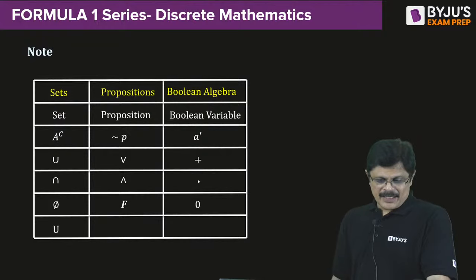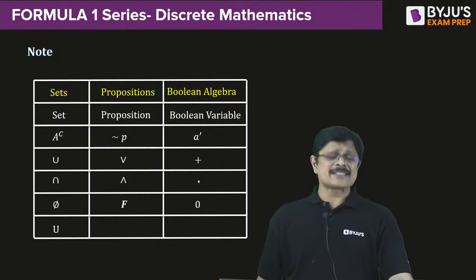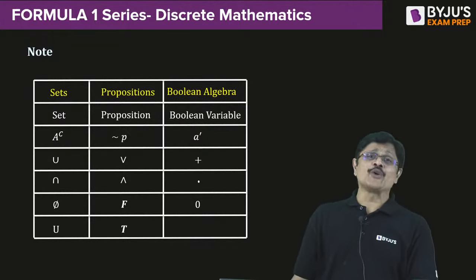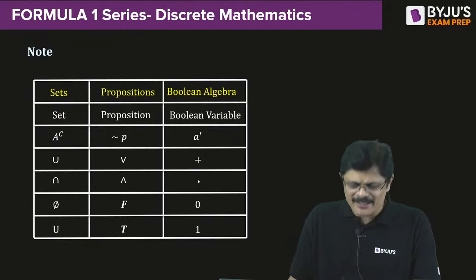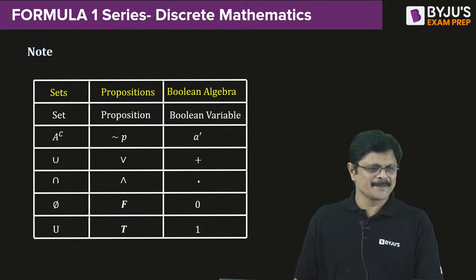In sets you have the universal set, in propositions we have tautology, and in Boolean algebra it is one.